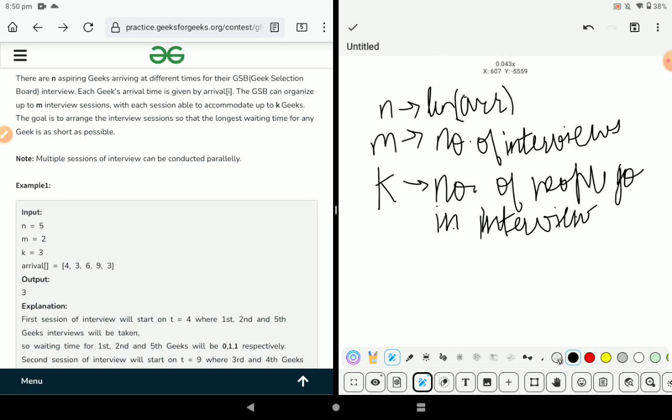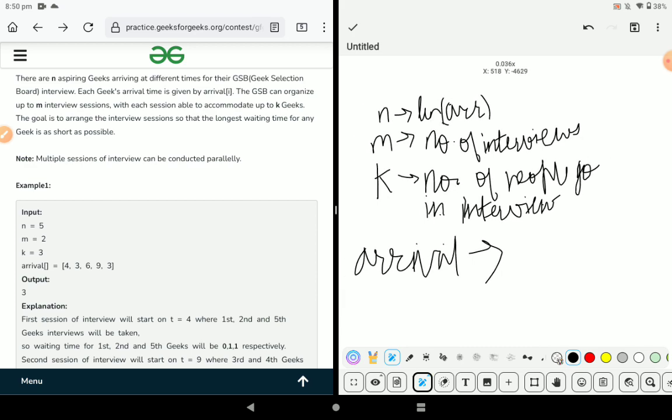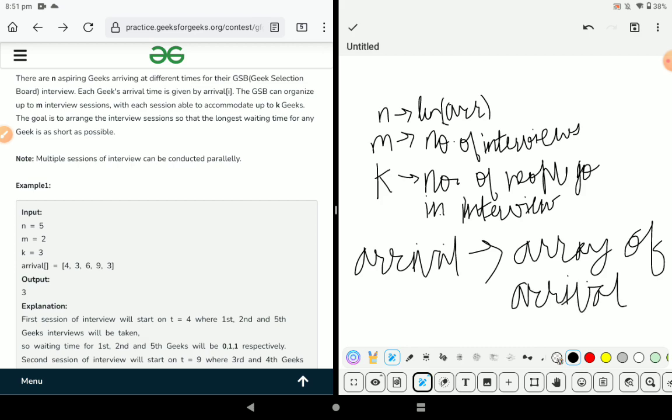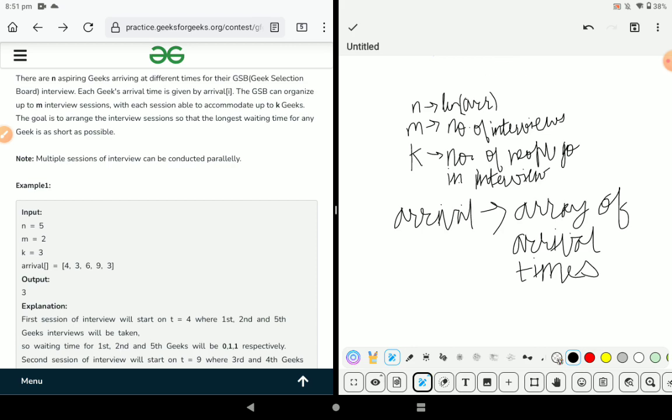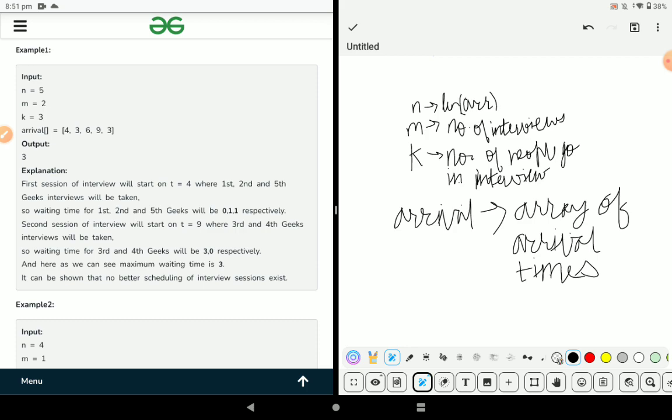And arrival is basically the array of arrival times, the time at which the geeks arrive. Okay, so these four inputs we have been given, and we have to solve the problem statement. Basically, let's try to understand with the help of an example.